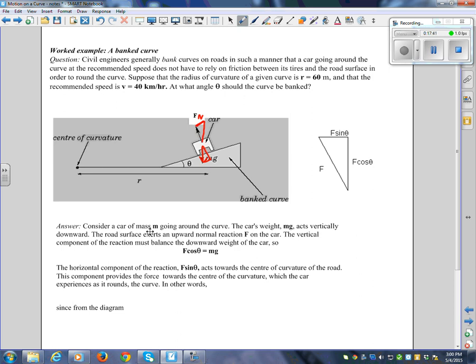Okay, so consider a car of mass m going around the curve. The car's weight, mg, acts vertically downward. The road surface exerts an upward normal force F on the car. The vertical component of the reaction must balance the downward weight of the car. So this F normal here is broken into components here and here. This is the vertical, this is the theta. This is F cos theta, right? Cosine theta is equal to adjacent over hypotenuse, so this value here is F cos theta. This F cos theta must be balanced by the weight force mg.